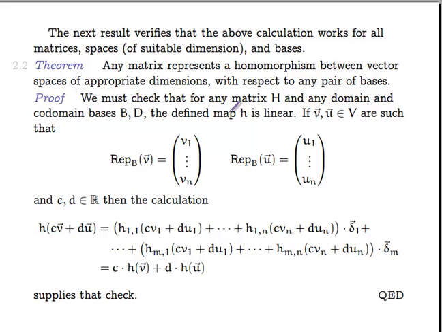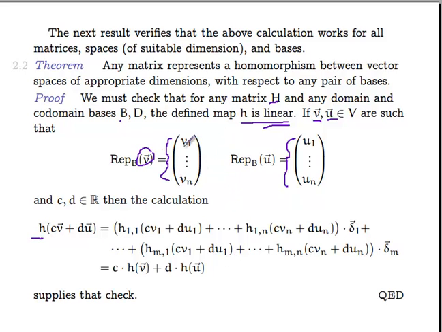Okay, first, we must check that for any matrix H and any domain and codomain bases B and D, the defined map H is linear. All right, that's what we just did in the special case. If V and U are vectors such that the representation of V has these coordinates and the representation of U has these coordinates, then, just as we did before, we take H of CV plus DU. Okay? Now, how do we get this result here? Well, let me first fill in the missing step.